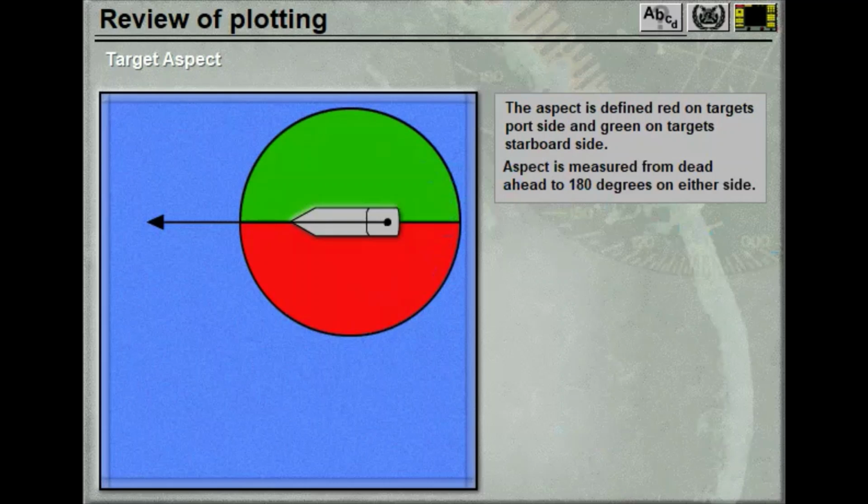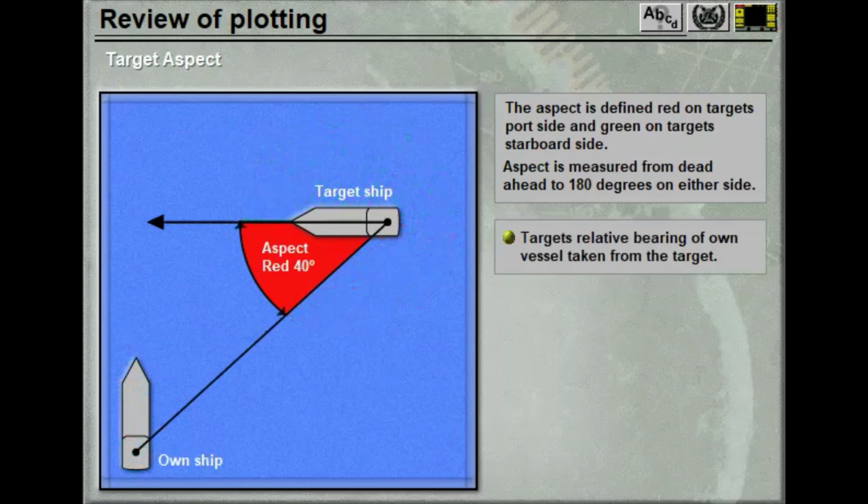Aspect appeals to a lot of navigators because it is so closely related to the visual conception when they sight a ship. Therefore, calculated aspect is much wanted information required from plotting in addition to CPA and TCPA. Definition of aspect: aspect is the target's relative bearing of own vessel, taken from the target.